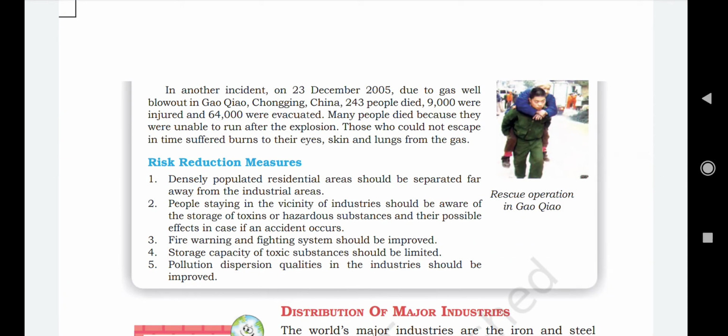In another incident, on 23rd December 2003, due to a gas well blowout at Gaoqiao, Chongqing, China, 243 people died, 9,000 were injured, and 64,000 were evacuated. Many people died because they were unable to run after the explosion. Those who could not escape in time suffered burns to their eyes, skin and lungs from the gas.